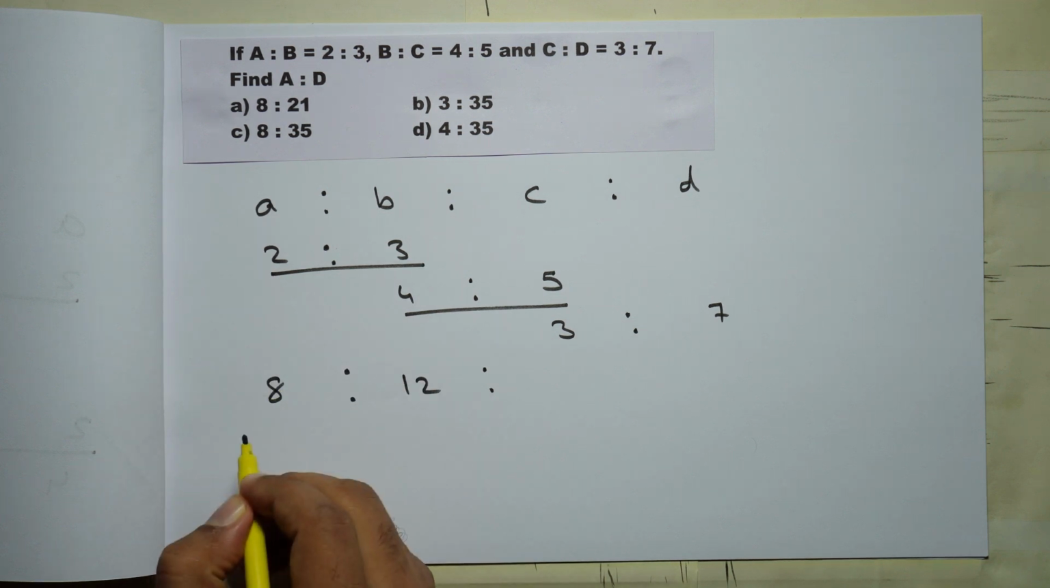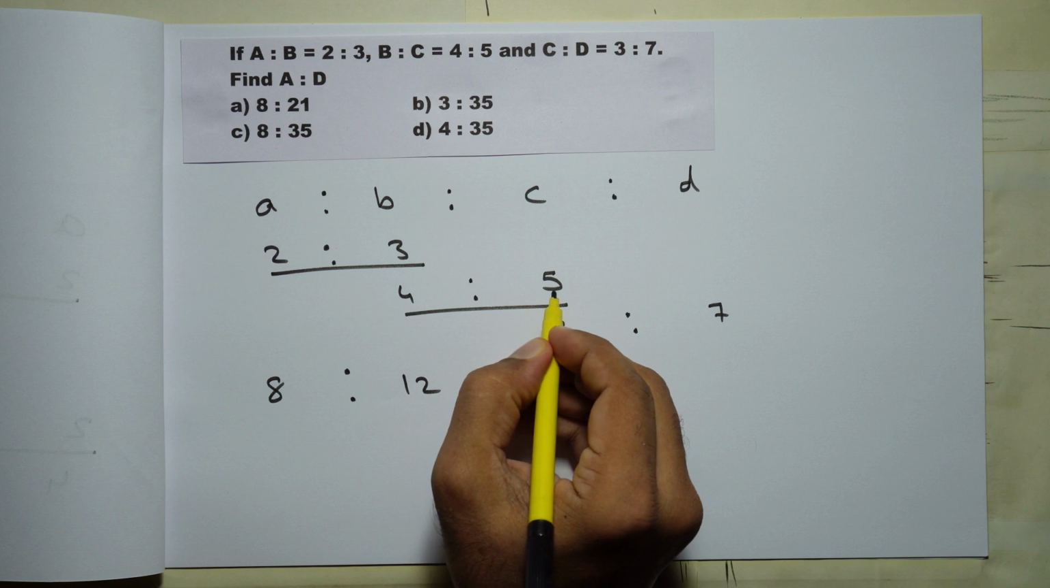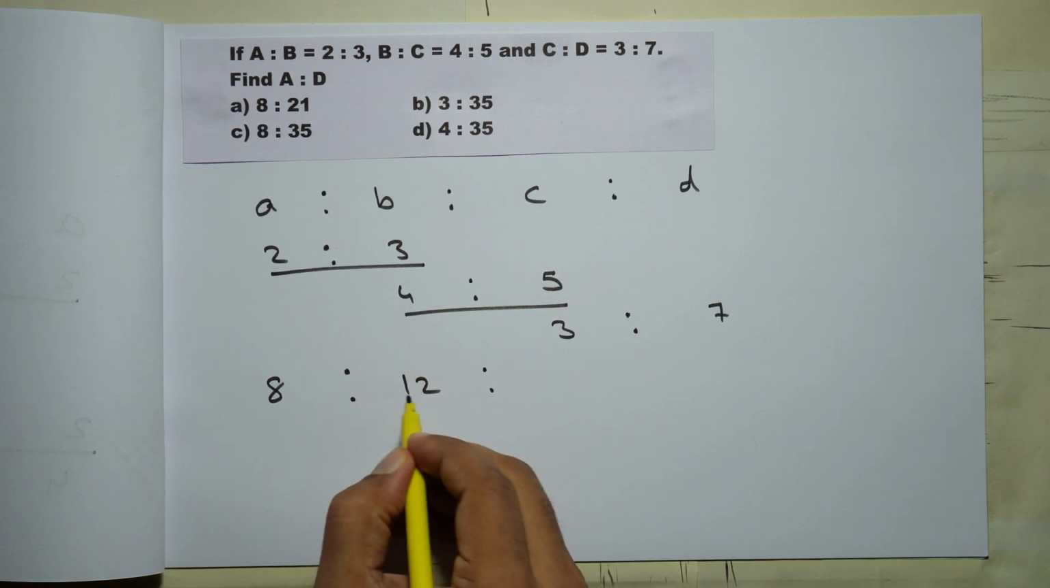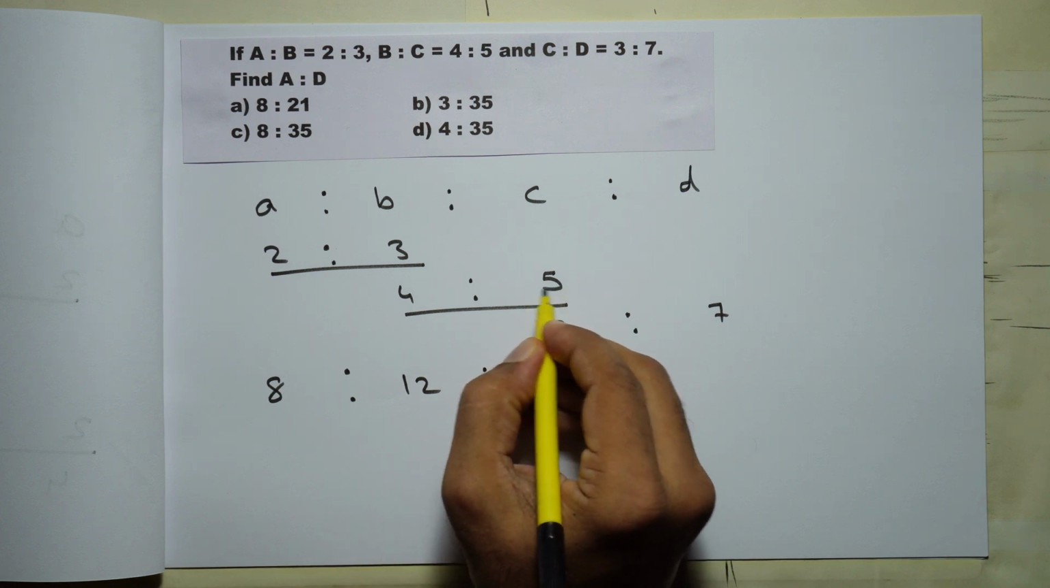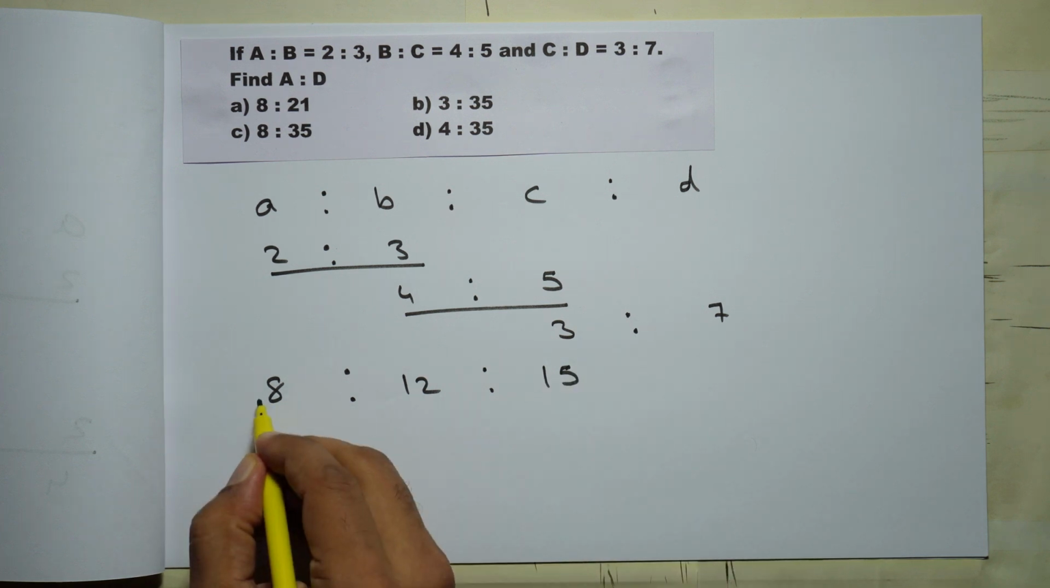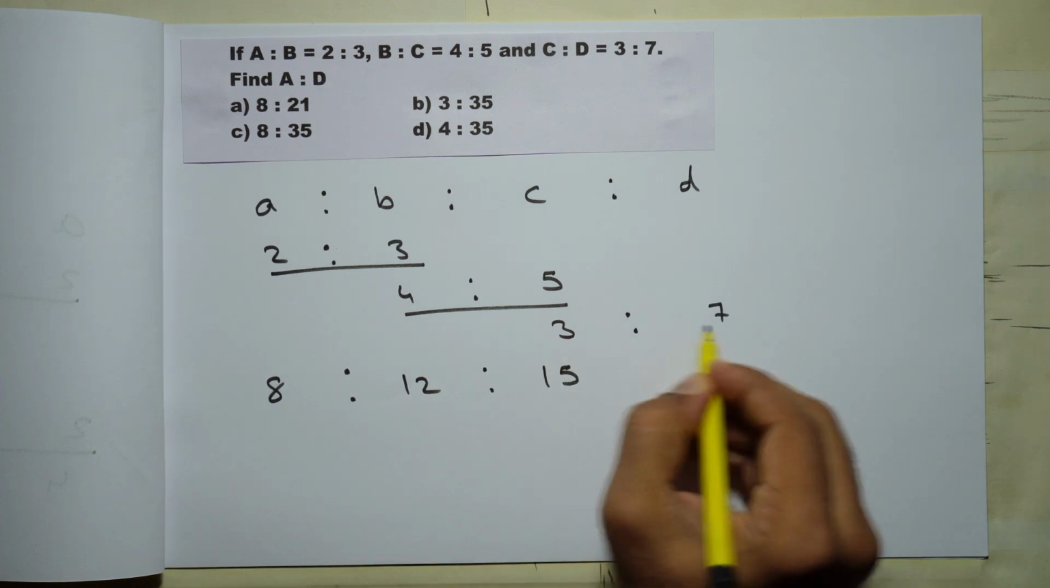2 into 4, 8. Now in this ratio, 4 has been multiplied by 3 to get 12. 4 into 3 is 12. So this 5 should also be multiplied by 3. So 5 into 3, this should be 15.